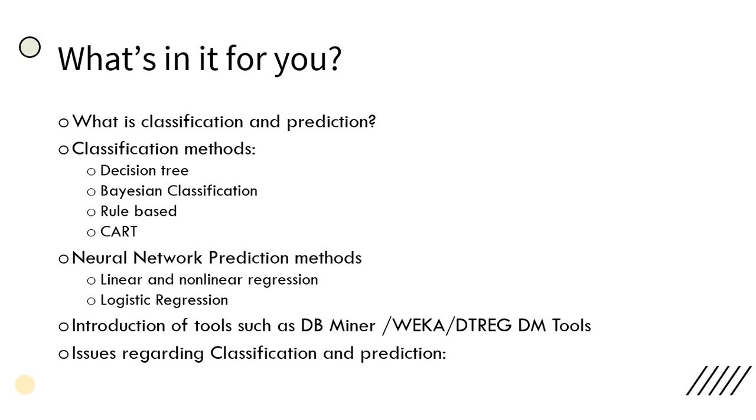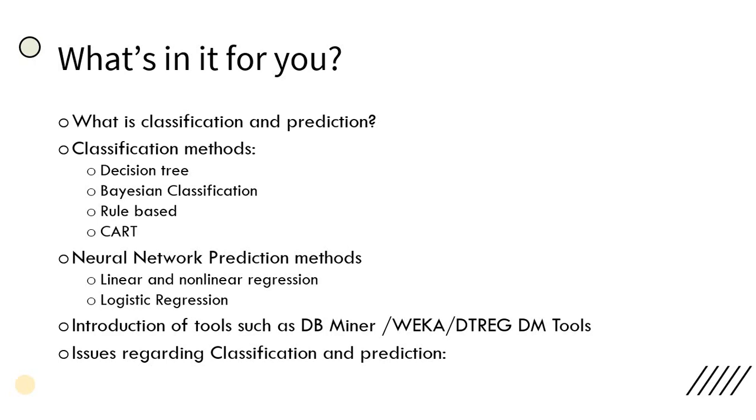Next, we'll learn about neural networks and other prediction methods like linear and nonlinear regression and logistic regression. Next is an introduction to tools such as dbMiner, Weka, or DT-REG data mining tools. After the end of the chapter, we'll use one of the data mining tools to perform the classification task or the prediction task, and at the end we'll learn what the issues regarding classification and prediction are. So these are the contents that we'll cover in this chapter.